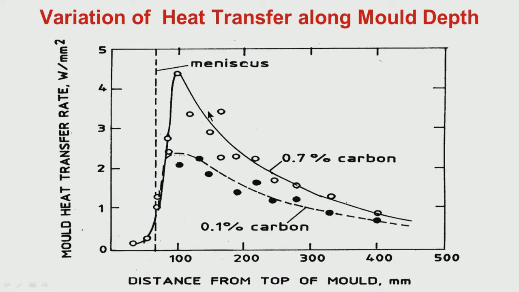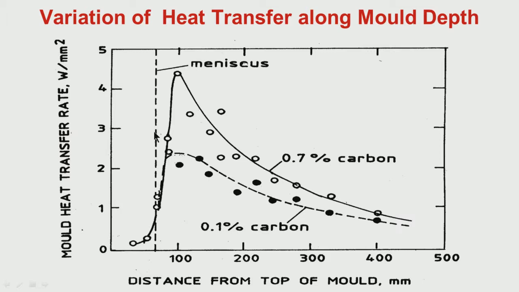Now, we also discussed the heat transfer along the mold depth. I am talking about the horizontal heat transfer through the mold, which is cooled with water: what is the heat transfer across the mold and how the shell is increasing. Heat transfer at just the top of the meniscus is slightly lower and then it goes on increasing.